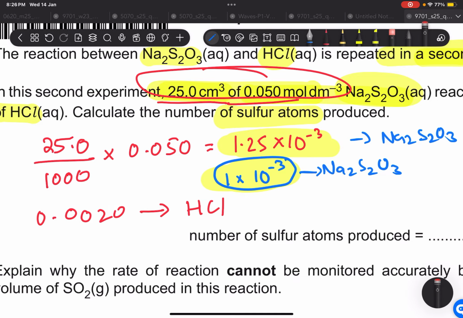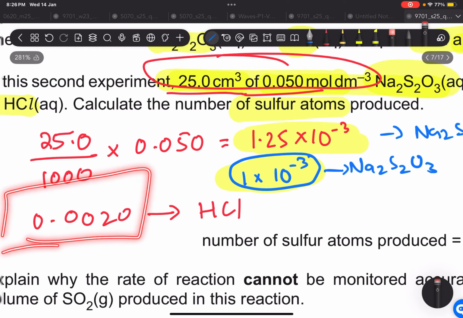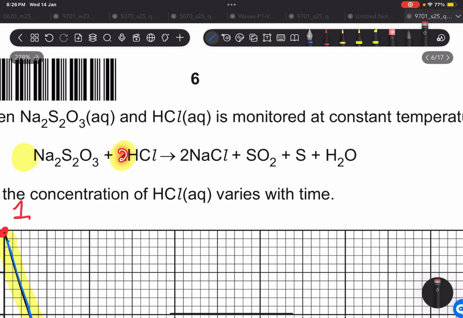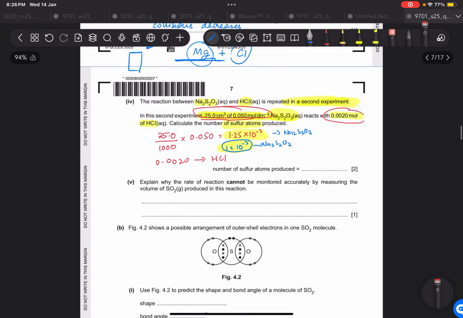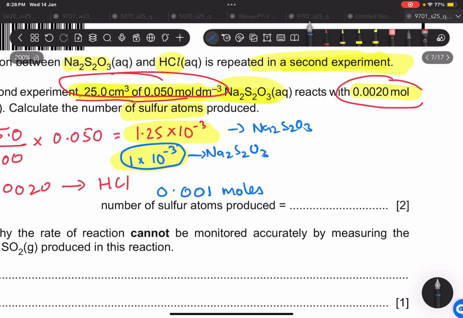नाउ व्हाट आई एम गोना डू इज़, अब मुझे पता है ये इस मोल्स को देख के मैंने अपने सल्फ़र के मोल्स फिगर आउट करने हैं. अब HCl और सल्फ़र में क्या रेशो है, 2:1. यानी HCl के मोल्स को मैं डिवाइड करूँगी 2 से टू गेट द मोल्स ऑफ माई सल्फ़र. सो 0.002 divided by 2 and as expected I'm gonna get 0.001 moles आ गए मेरे पास of this sulfur. ठीक है, moles of sulfur.